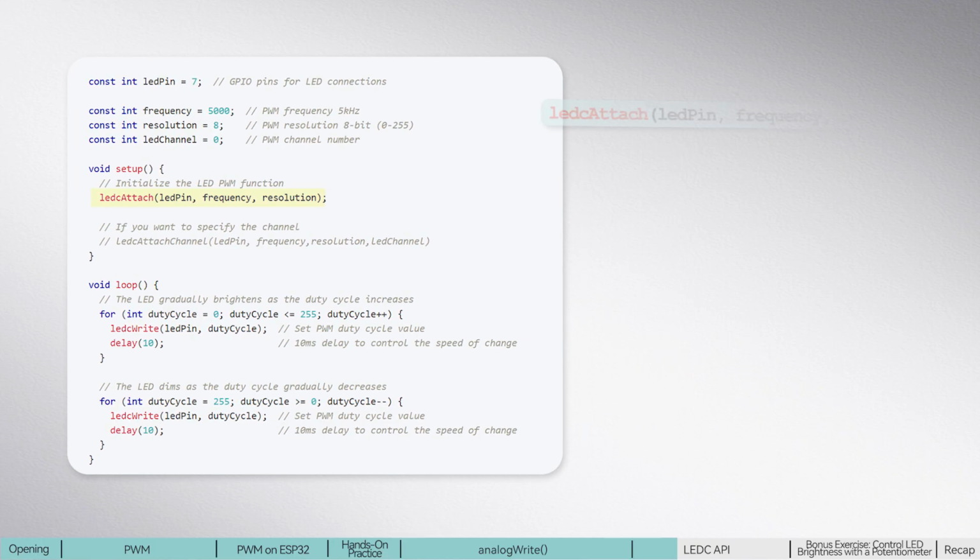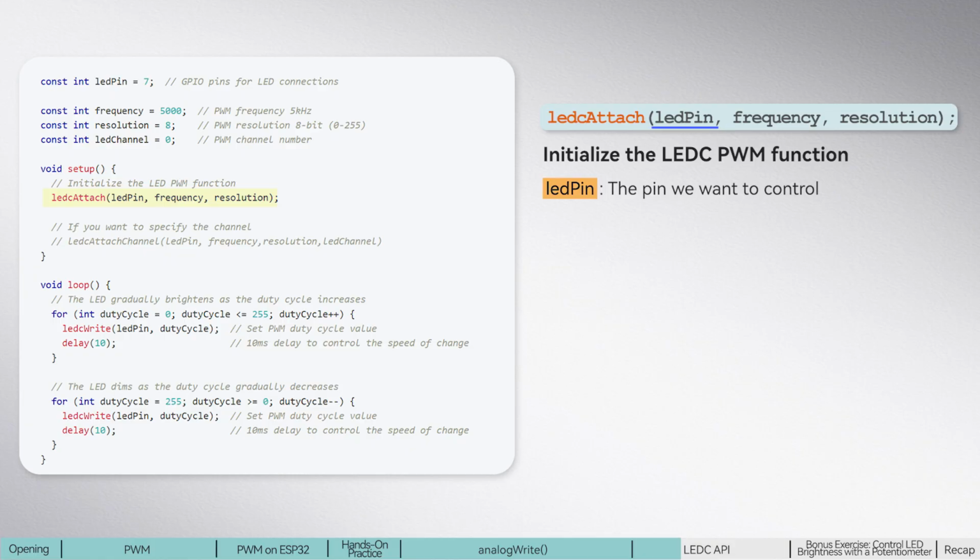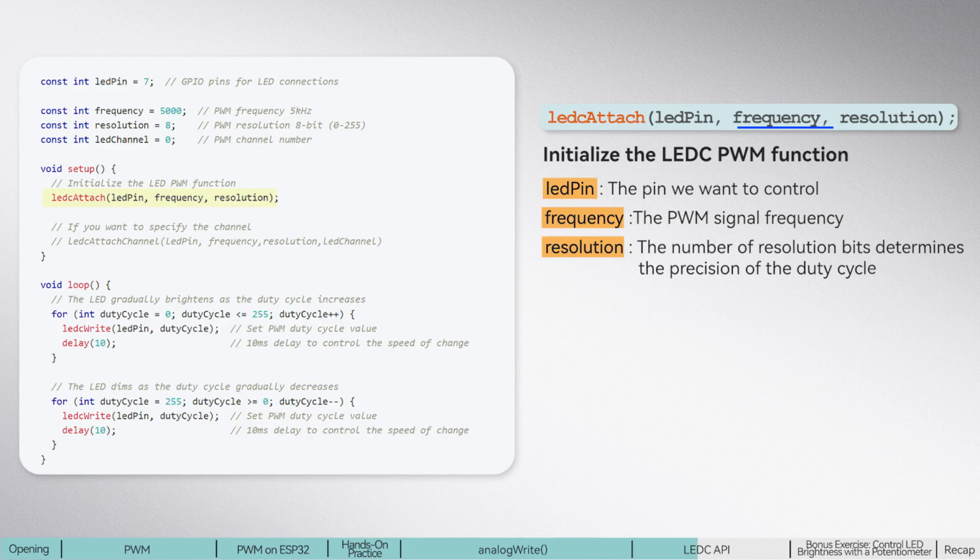This function takes three parameters: LED pin, the pin we want to control; frequency, the PWM signal frequency. We set it to 5000 Hz, which is very smooth for an LED. Resolution, the PWM resolution. We set it to 8 bits, so the duty cycle range remains 0 to 255, making it easy to compare with the previous example. You can also set a higher resolution for more precise brightness control.